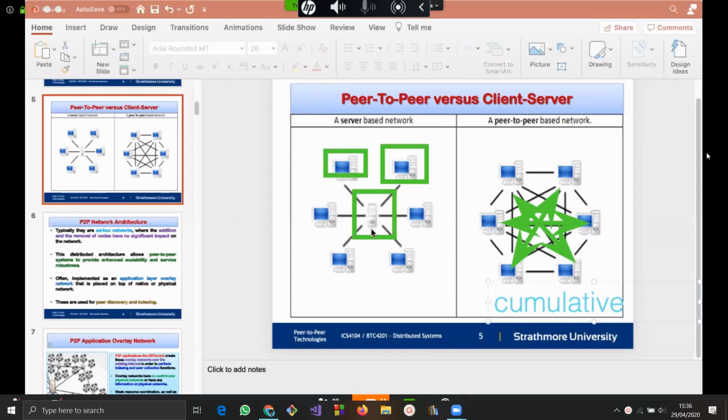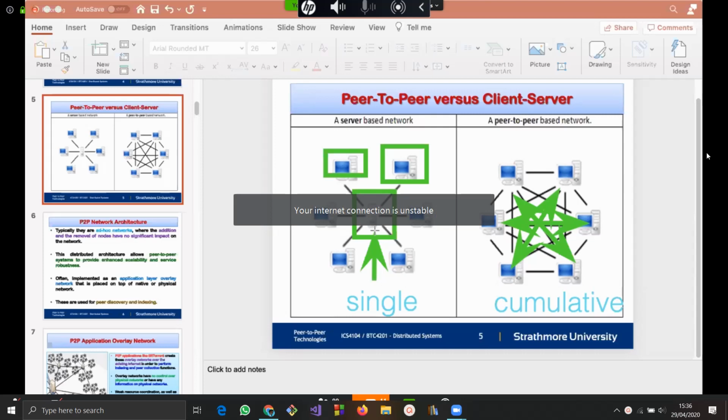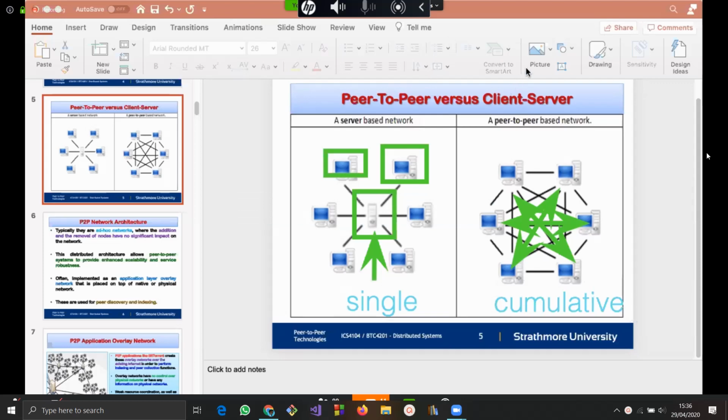In this other part here, we have a single point, which is not good, because the moment you have a problem on this particular server, you lose the service. So figuratively this is the client-server versus peer-to-peer model.